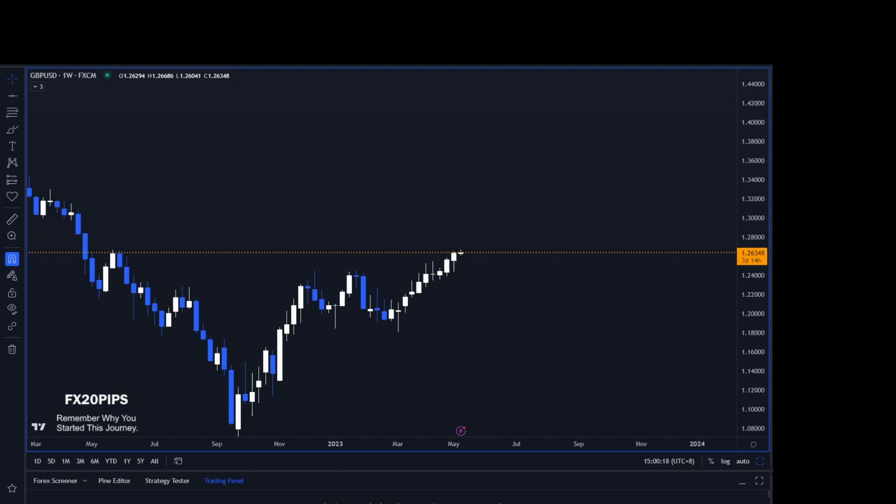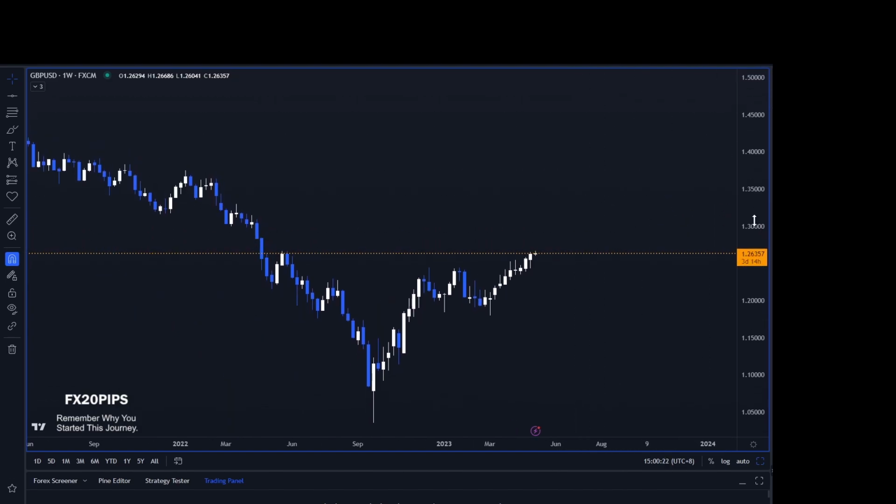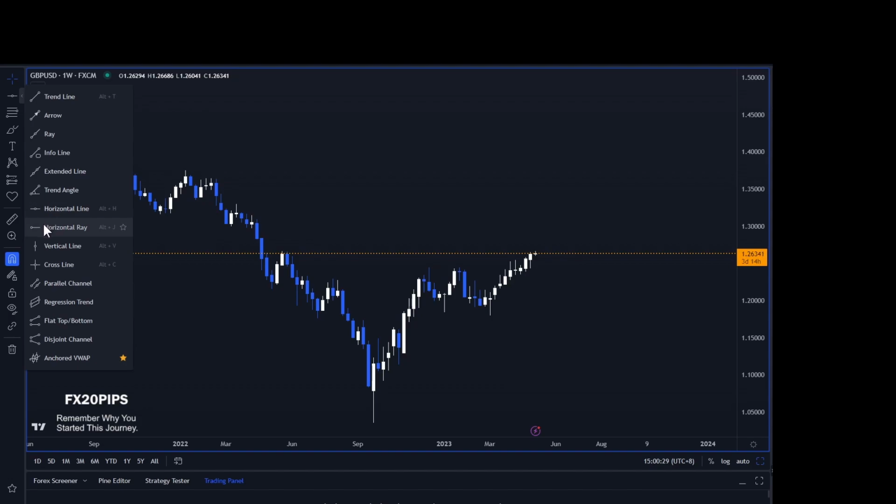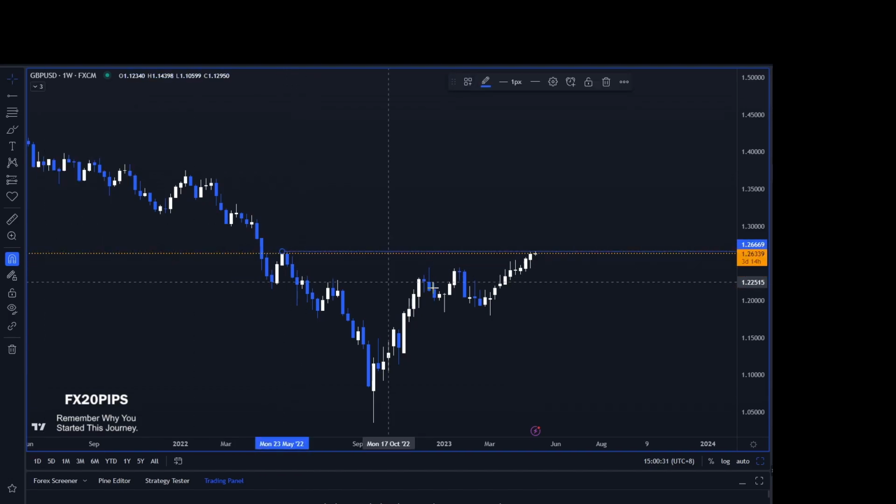Now if you look to the left, you can see that there is a resistance here. Let's draw it here. This figure is important.